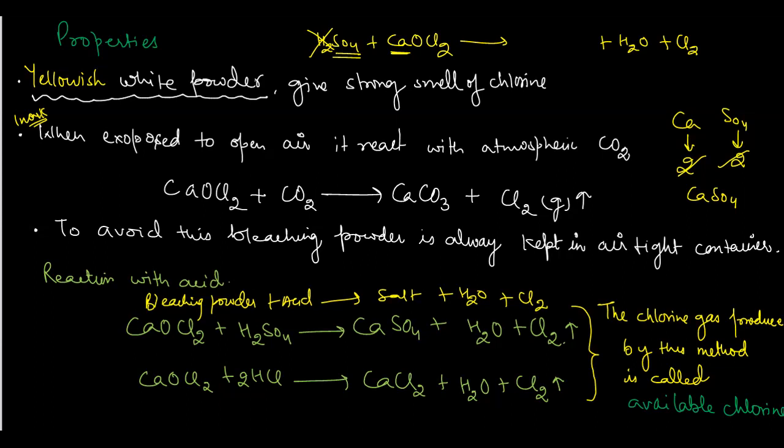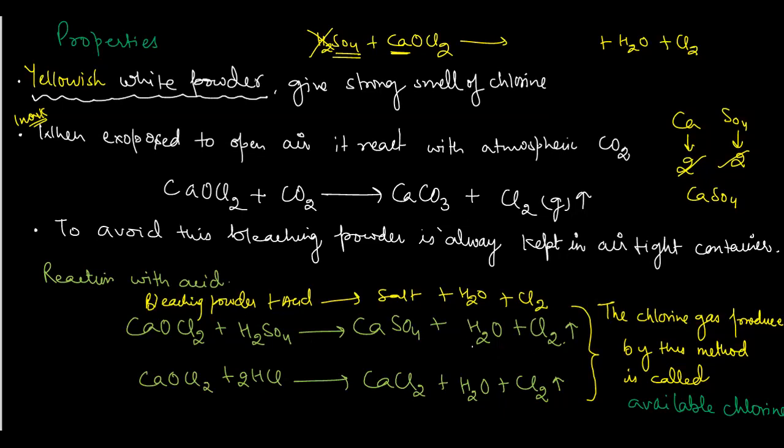Reaction with acids. When bleaching powder reacts with acids, it will give you salt plus water plus chlorine. So when we have the bleaching powder and we want to get chlorine gas from it, we react it with an acid. Acid के साथ हम लोग इसको react करा देते हैं and it will form calcium sulfate plus chlorine gas plus water.